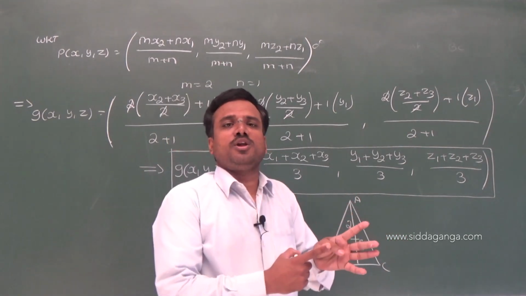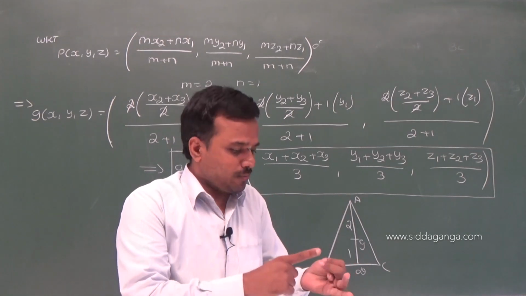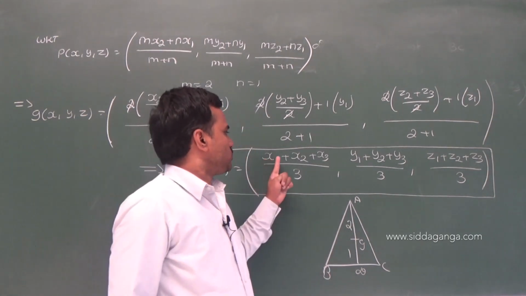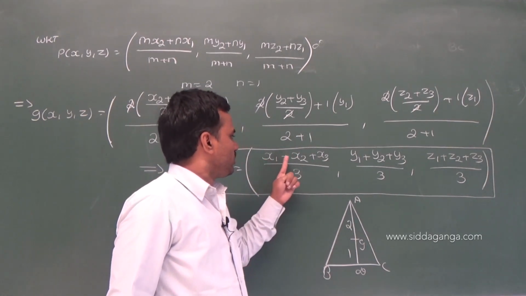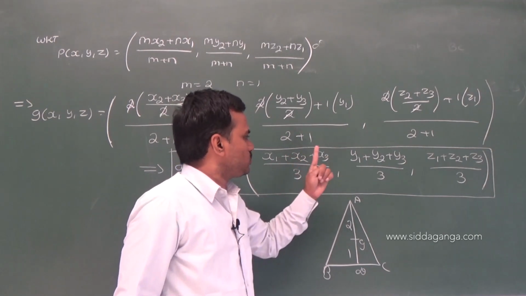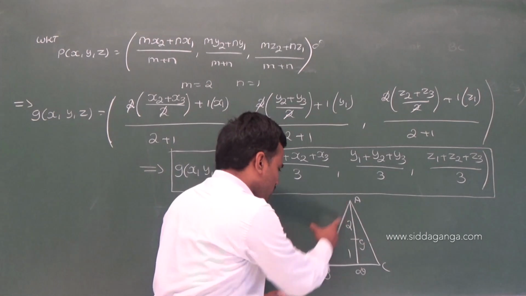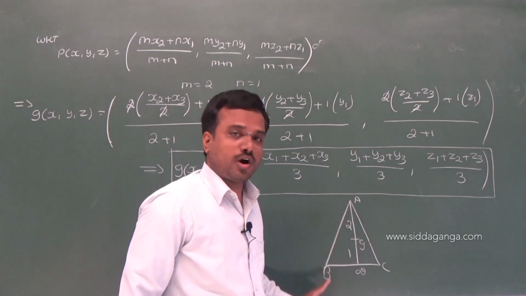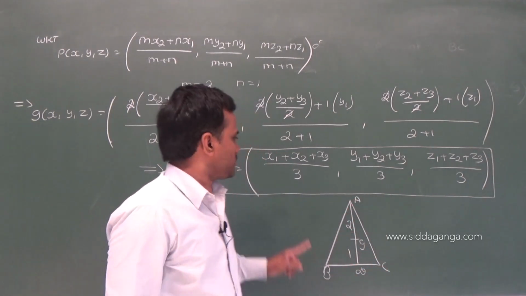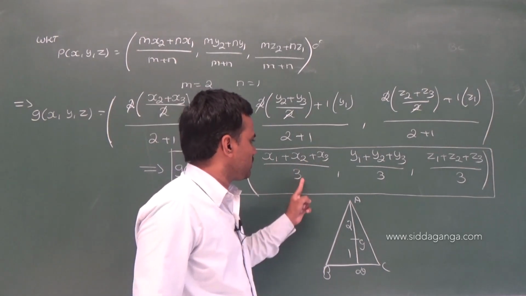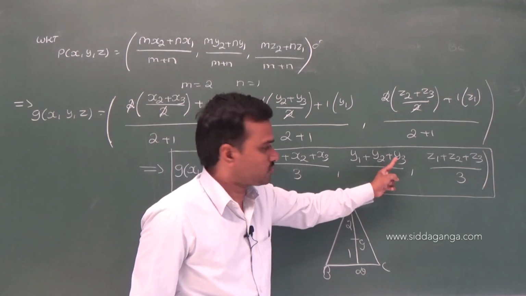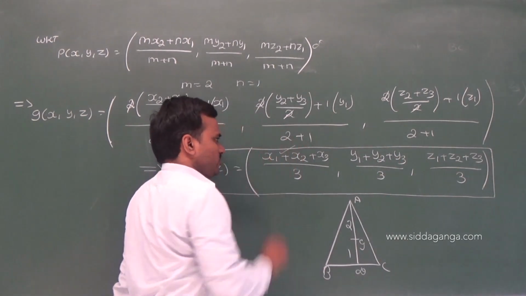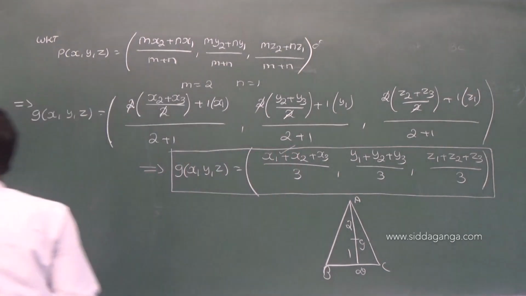So what we see: section formula for internal division, external division, midpoint formula, and in the same way the centroid of the triangle is given by x1 plus x2 plus x3 by 3, where x1 y1 z1, x2 y2 z2, x3 y3 z3 are the coordinates of the vertices. The y coordinate is y1 plus y2 plus y3 divided by 3, and z1 plus z2 plus z3 divided by 3. We solve some problems regarding this formula.